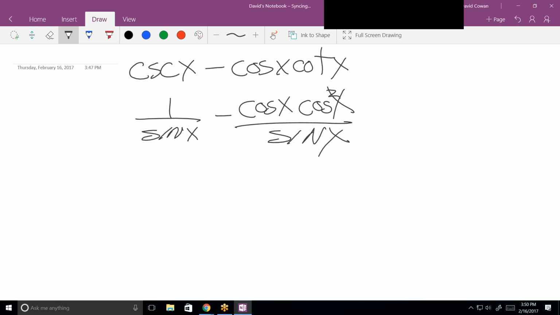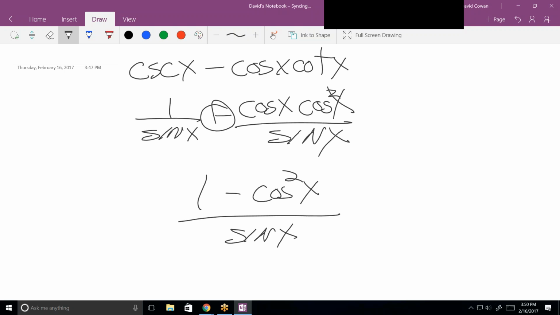So we have a common denominator. So the top becomes what? 1 minus cosine squared x. Bottom? Sine x. We're subtracting. Oh, sine x, yeah. Sorry, we're multiplying. If we're multiplying, it would be sine squared x. And now what does the top become?